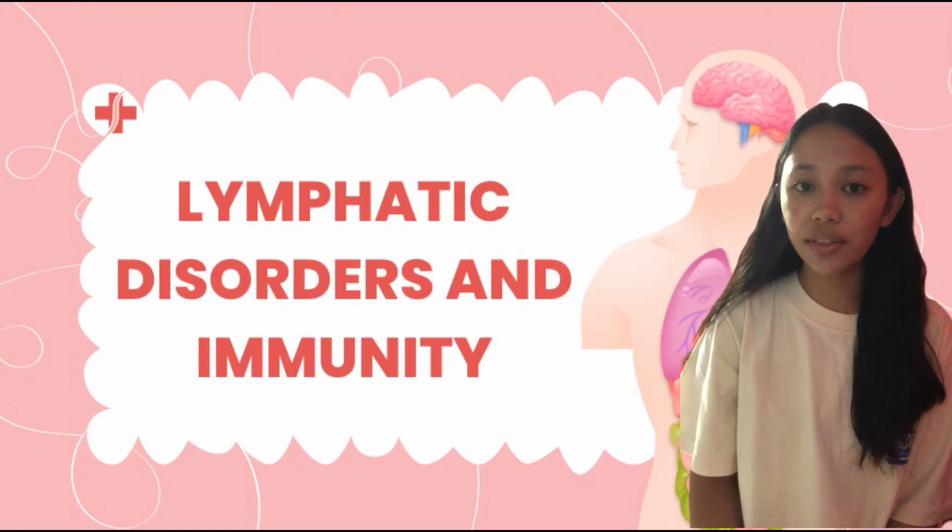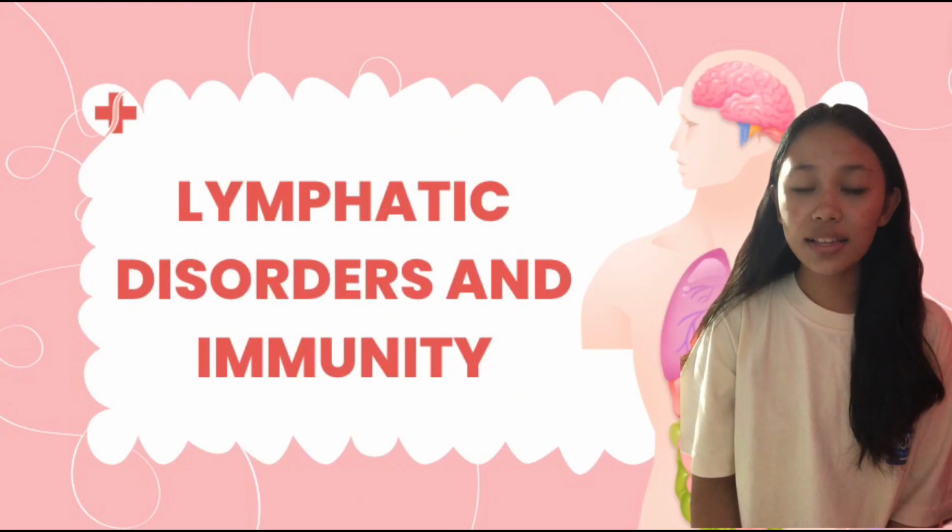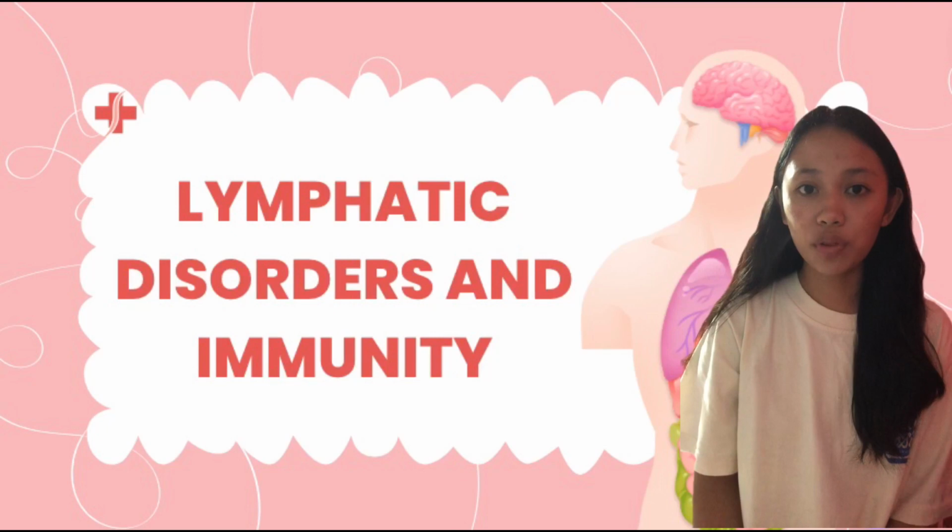Next, let's define what an antibody is. An antibody refers to the protein produced by the body's immune system when it detects harmful substances called antigens. And lastly, let's define what pathogens are. Pathogens are organisms causing disease to their host, with the severity of the disease's symptoms referred to as virulence. So now, let's proceed to the lymphatic disorders and immunity.